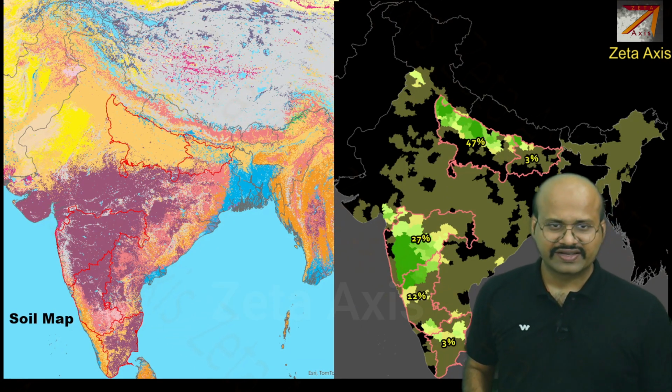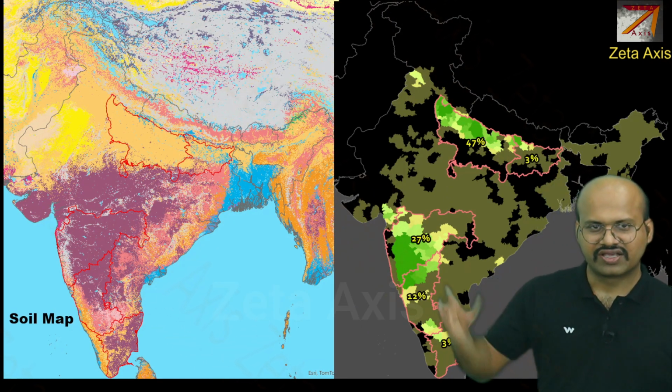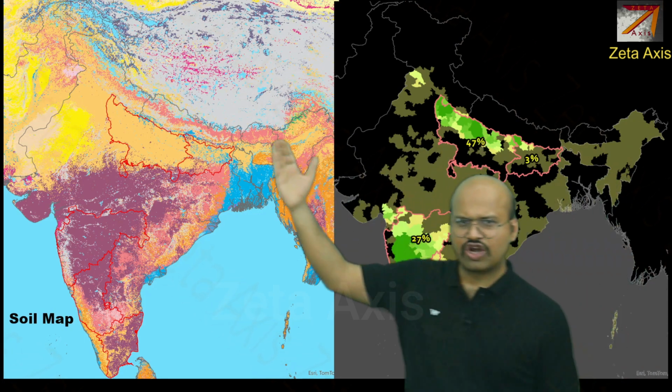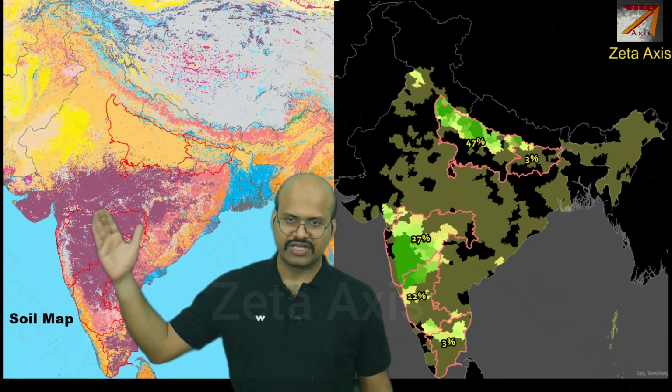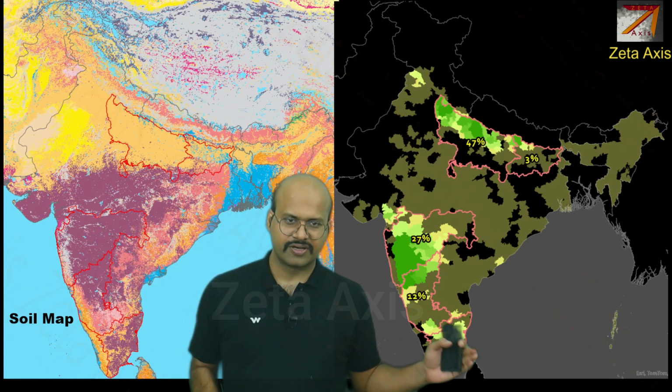Here we can see that it is grown in different types of soil. In Uttar Pradesh, there is alluvial soil of the Ganga plains. Here we have black soil from the Deccan Traps. In Tamil Nadu, we have basically red and black soil. In fact, laterite soil is also there. So sugarcane is basically grown in different regions.